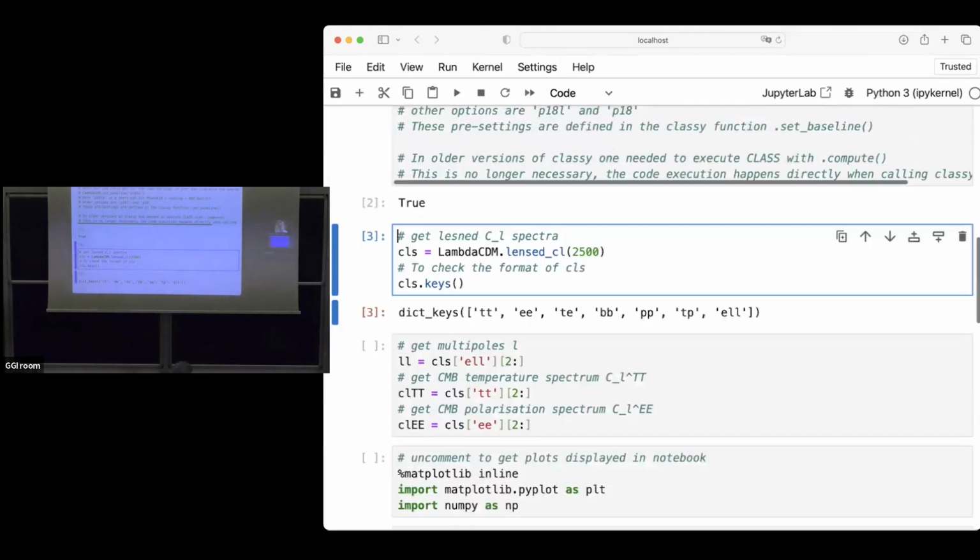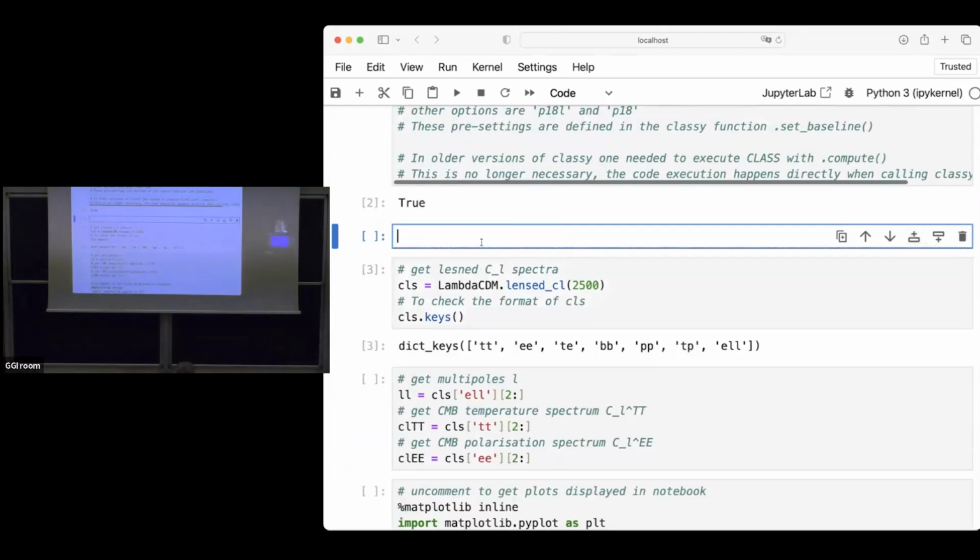I wanted to open a new window. Yes, here it goes. Just to show you, if you have forgotten the syntax, you have automatic completion. Like you can type lambda CDM, and you remember that it starts with CL, but you don't remember the rest, so you tab. Sorry, length. You tab and you see all the functions starting with length.